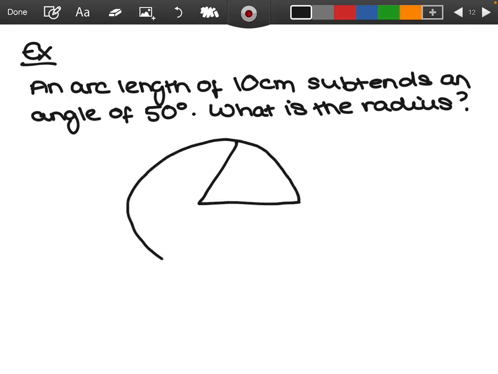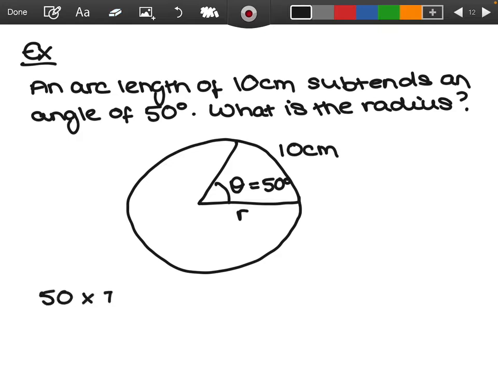If we were to draw this out, I draw my circle out like this. Okay, I've got my radius R that I don't yet know. My arc length is 10 centimeters, and I'm told that theta is equal to 50 degrees. Problem is that I've got this angle in degrees. I need to put it into radians, which means that I've got to multiply it by pi over 180, which would be 5 pi over 18 radians.